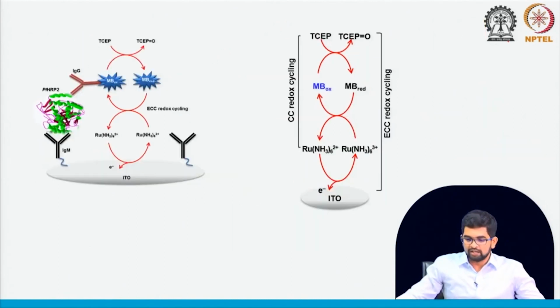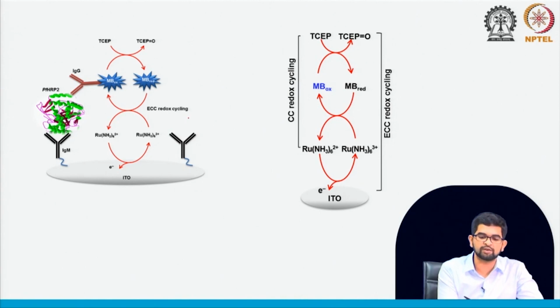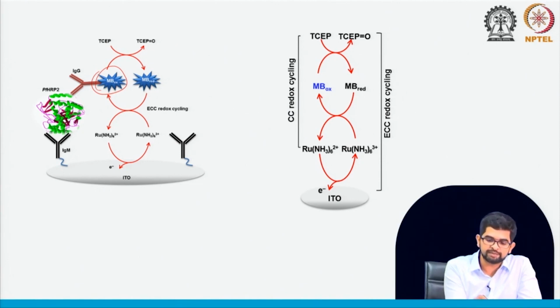Okay. So, see this reaction I showed you in the previous slides also. What is the nomenclature of this redox cycling? Now you can easily interpret. Last time I told you ECC redox cycling. Why ECC? See, here there is no enzyme, right? Here methylene blue itself is participating. So, we conjugated methylene blue with the secondary antibody, and it is directly participating in the chemical reactions.